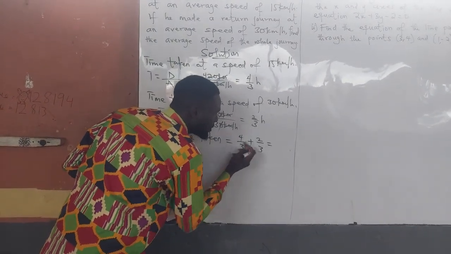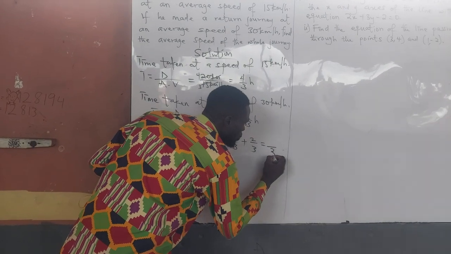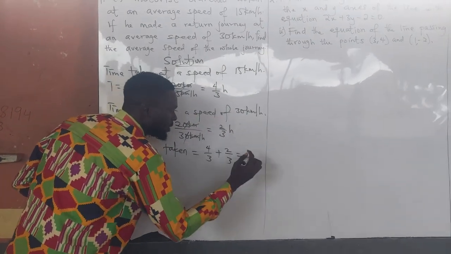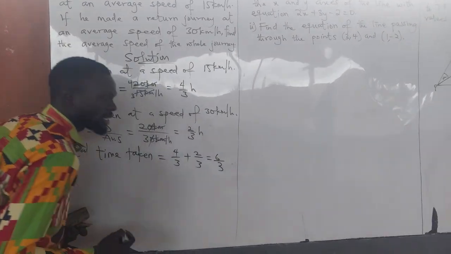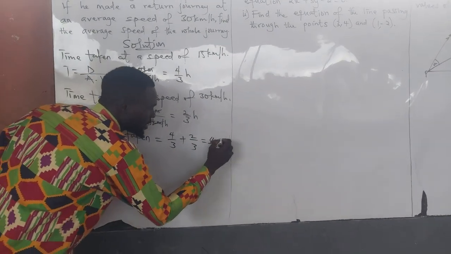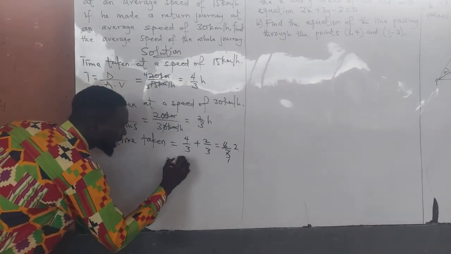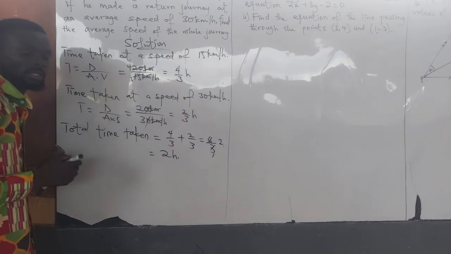You have the denominator to be common. So you pick 1, then we just add the numerators, giving you 6. So you have here 1, here 2. So the total time taken is 2 hours.